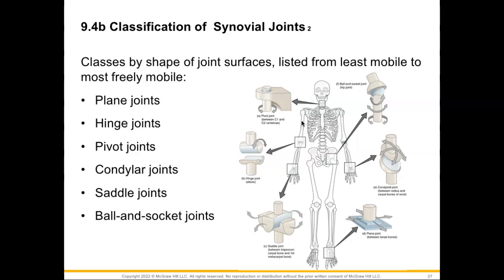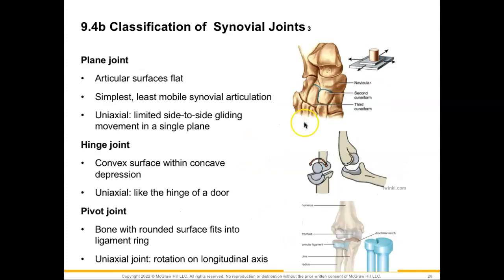So we'll start off with our plane joints. Our plane joints have an articular surface that is flat. So here's a literal illustration of that, and it is the simplest, least mobile synovial articulation that we can have. We mentioned that this is uniaxial, meaning that we're limited. We can just really move this from side to side or have a gliding movement in a single plane.